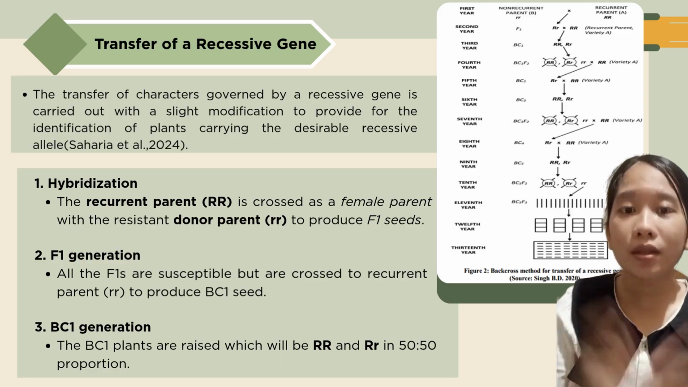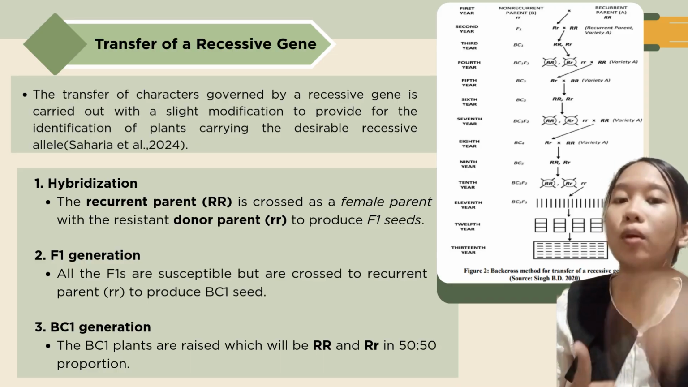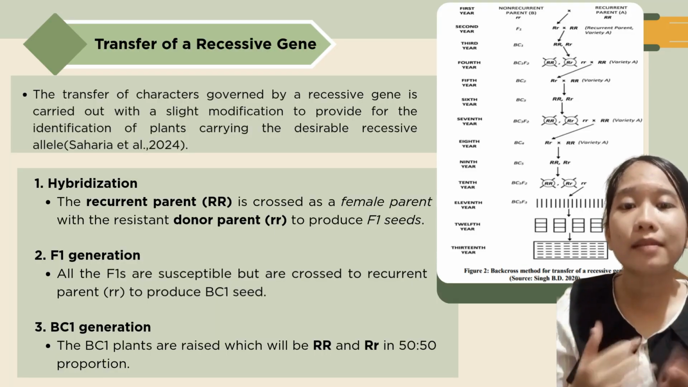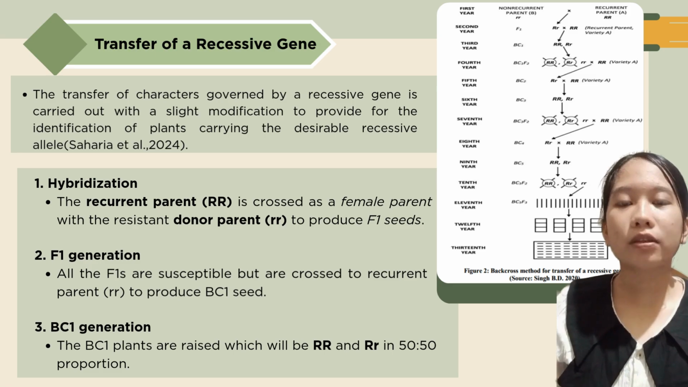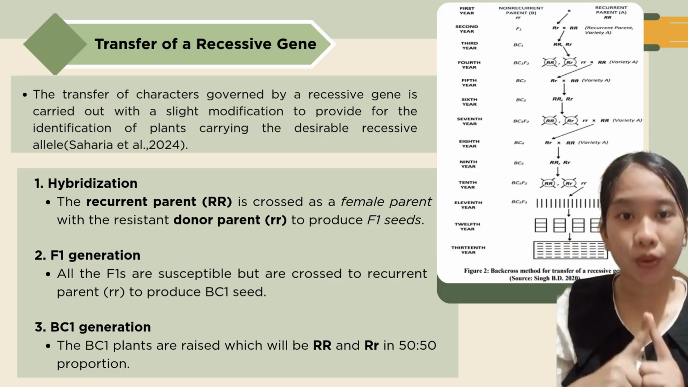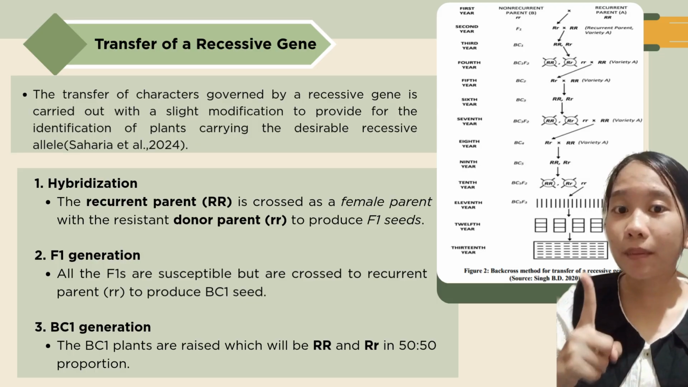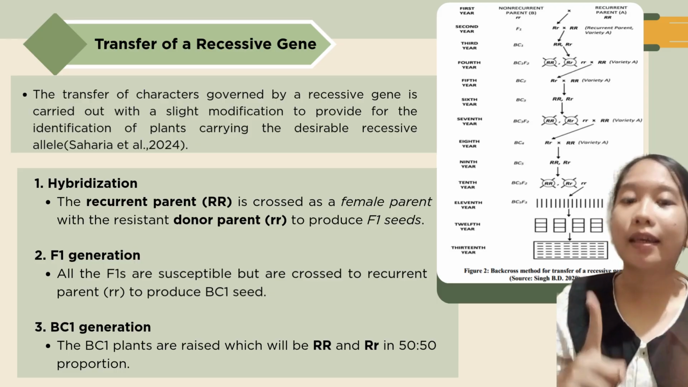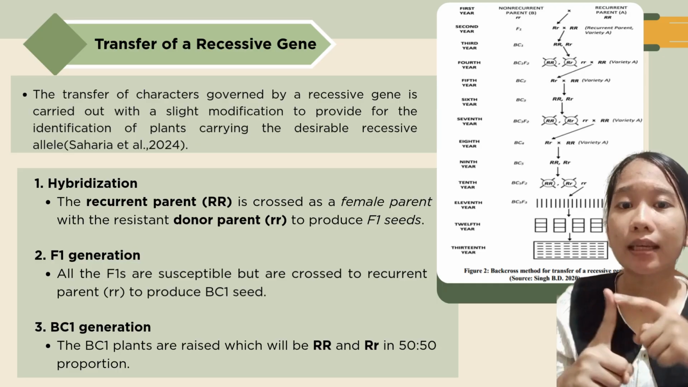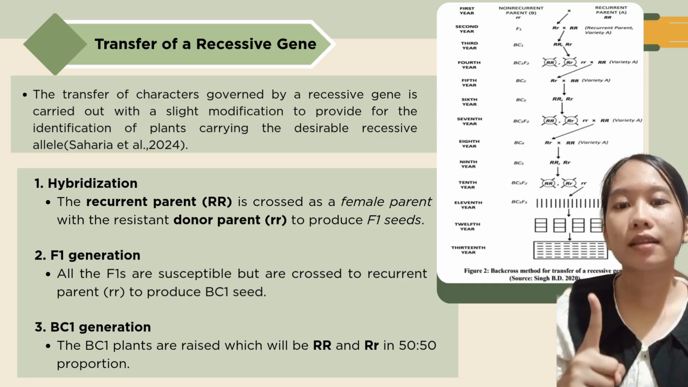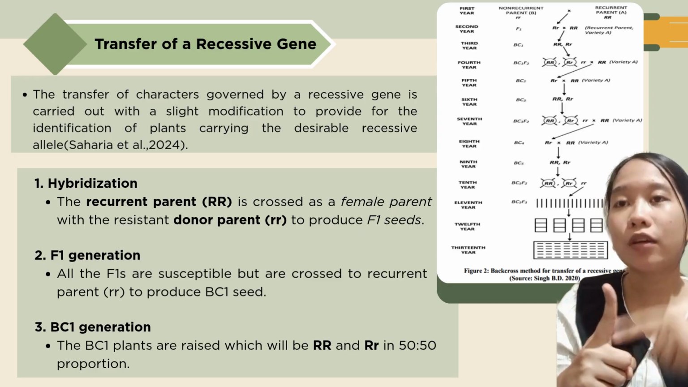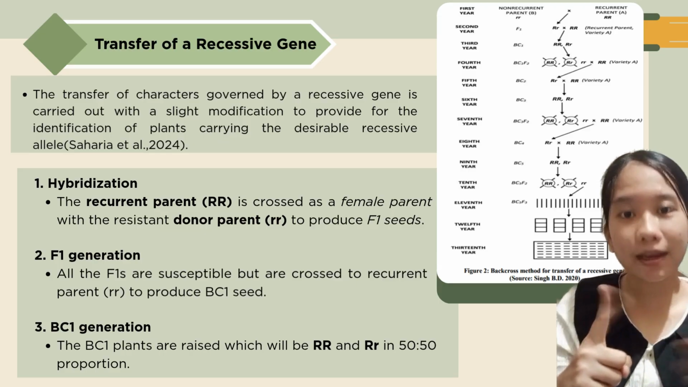These plants are then crossed again with the recurrent parent, si homozygous dominant, para makaproduce na pud sila og BC1 seeds. So for the BC1 generation, the BC1 plants will have a 50-50 ratio of the homozygous dominant and the heterozygous. The plants that are heterozygous gikarry niya ang resistant genes even though dili siya visible. These are selected, si heterozygous siya ang pilion na po dayon for the next step nga i-cross siya for the next generation.